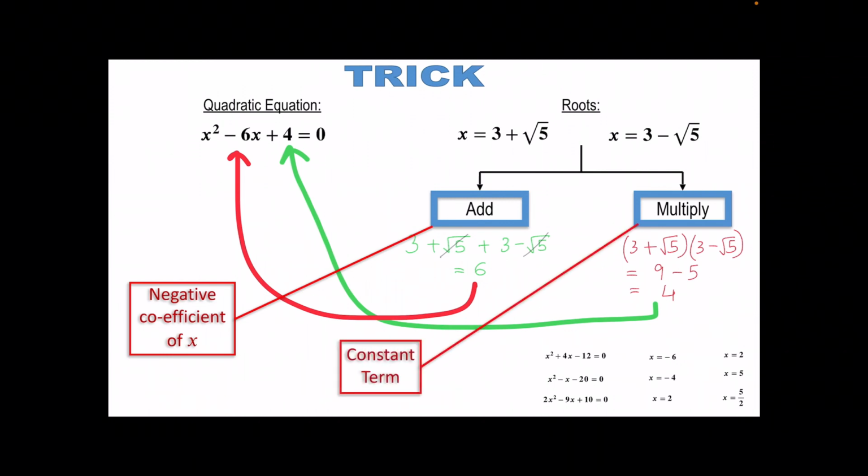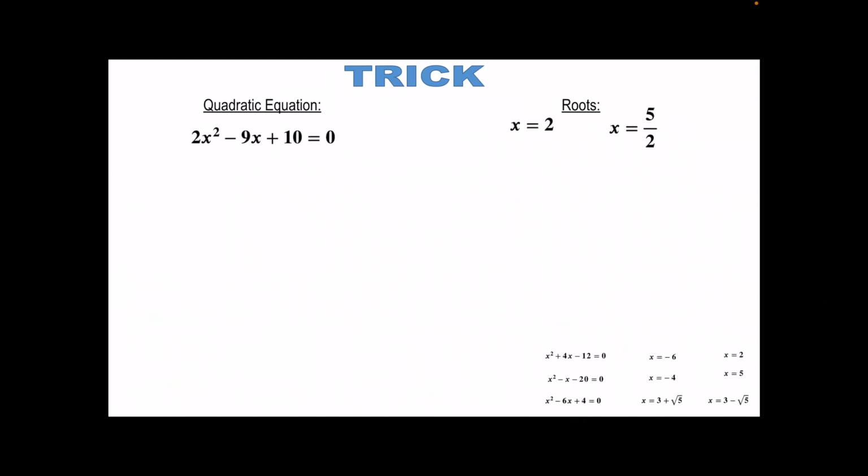Now in these 3 examples, if you have noticed, the coefficient of the x squared term of the equation was 1. What if the coefficient is other than 1? Let us check this next example where the coefficient of x squared is 2. The equation is 2x squared minus 9x plus 10 equals to 0. And the roots obtained after solving this equation are 2 and 5 upon 2.